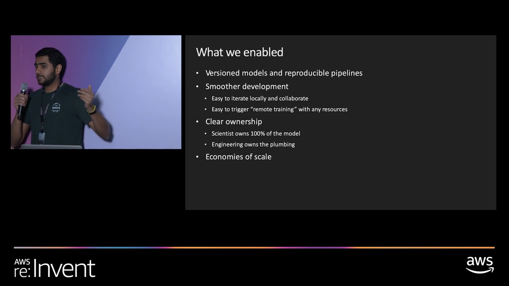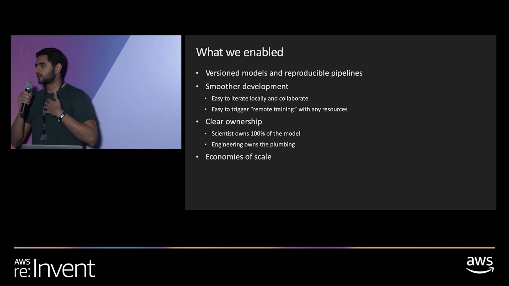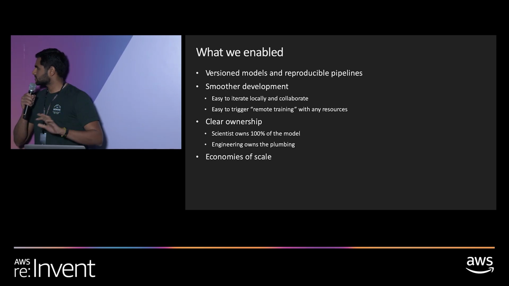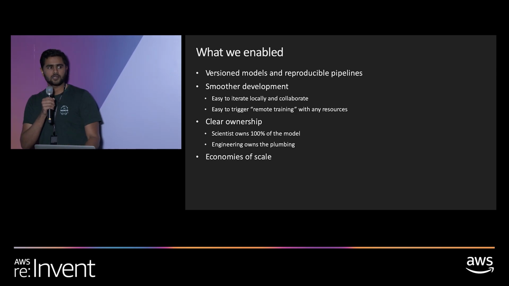If something goes wrong and they can't trigger a training job, or they can't pull up a model, that's our problem. But otherwise, the scientist knows that they have to go debug and they completely own this. It's their code that's running.